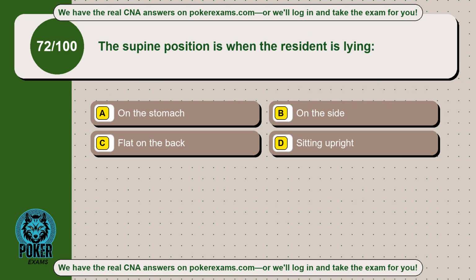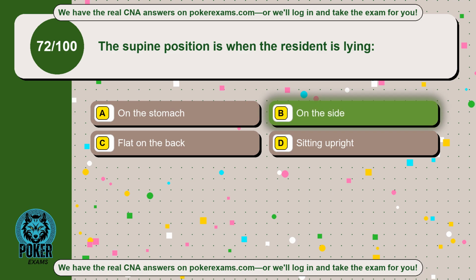Question 72. The supine position is when the resident is lying. Option A. On the stomach. Option B. On the side. Option C. Flat on the back. Option D. Sitting upright. The correct answer is option B.